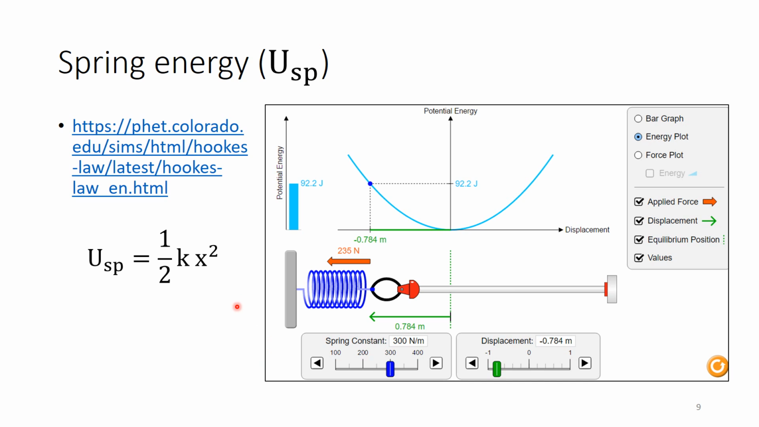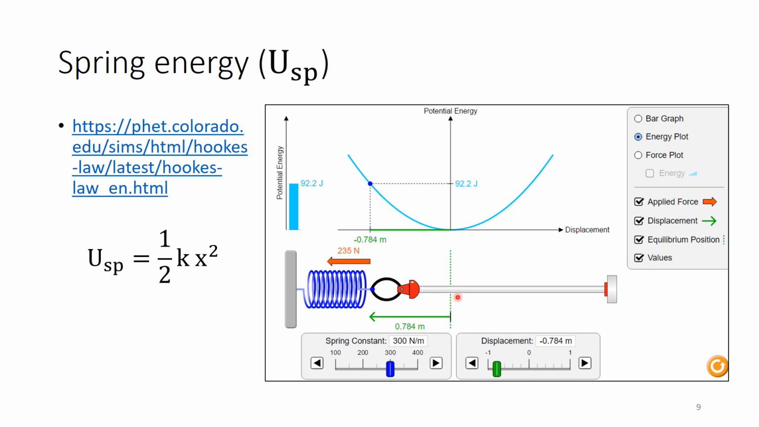Now we have one more type of energy to study, spring energy. The symbol we use is U subscript SP. You can look at this simulation here. Here we are pulling or pushing a spring, so we are extending or compressing the spring, and the simulation shows you the potential energy stored in the spring as you extend or compress it.